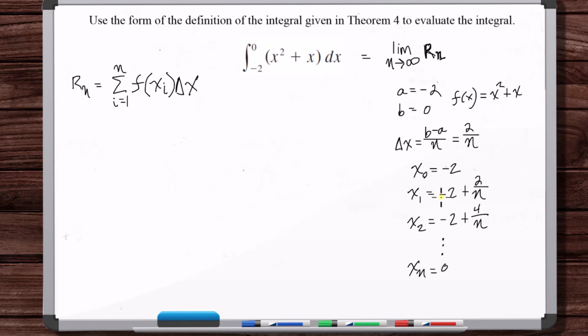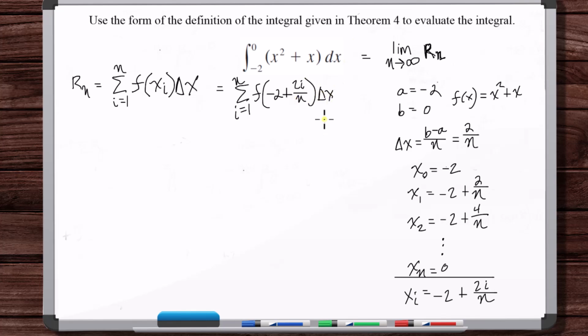xi is, so x1 was minus 2 plus delta x. x2 is minus 2 plus 2 times delta x. So xi is minus 2 plus i delta x. That's 2i divided by n. So this is the sum from i equals 1 to n, f of minus 2 plus 2i over n.